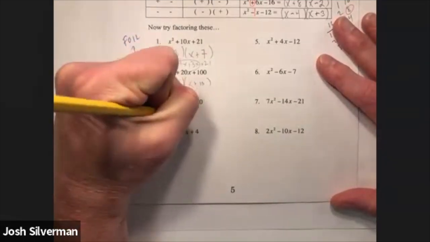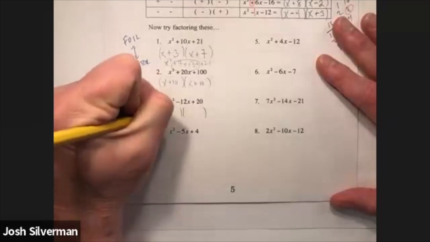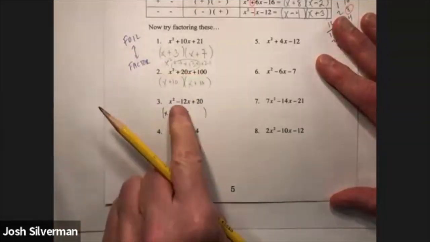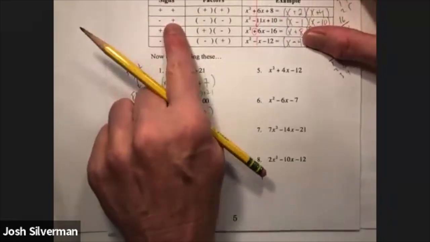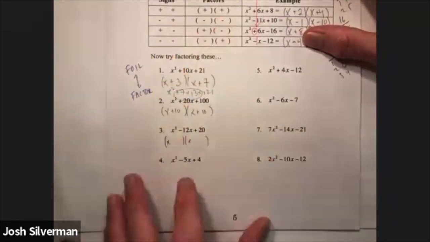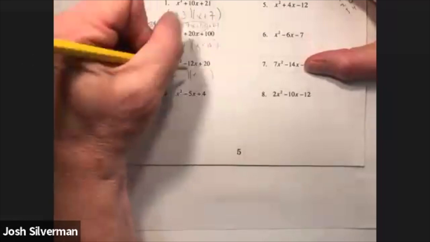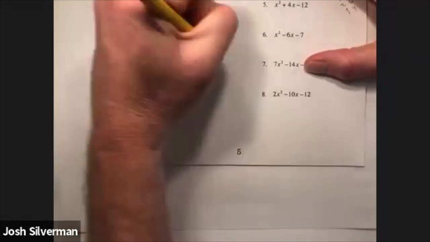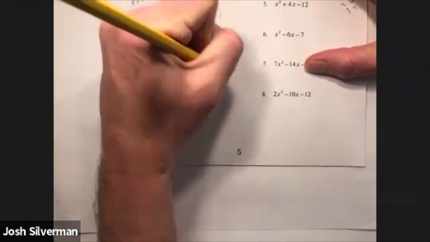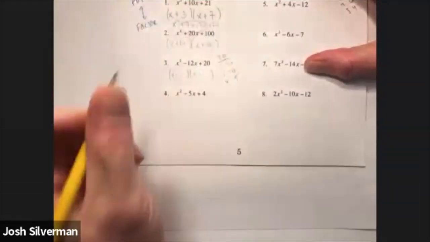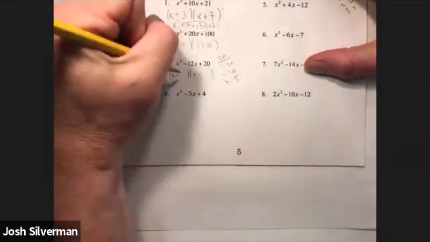Number 3, x. Okay, if it's a minus plus, factors into minus. You got to know your sign rules. So that's going to be a minus here and a minus here. Factors of 20, 1 and 20, 2 and 10, 4 and, no, not 4 and 6, 4 and 5. Which of those could be added to make a 12? We want the 2 and the 10.